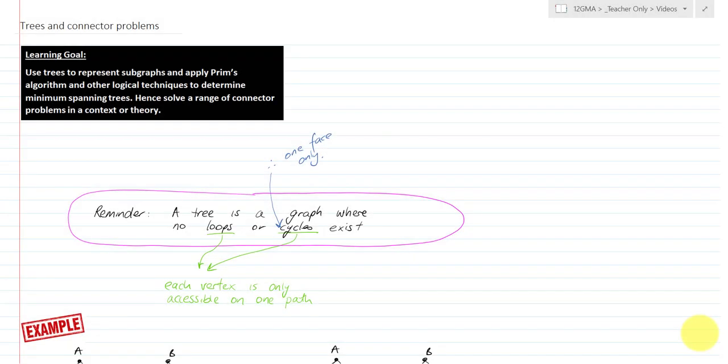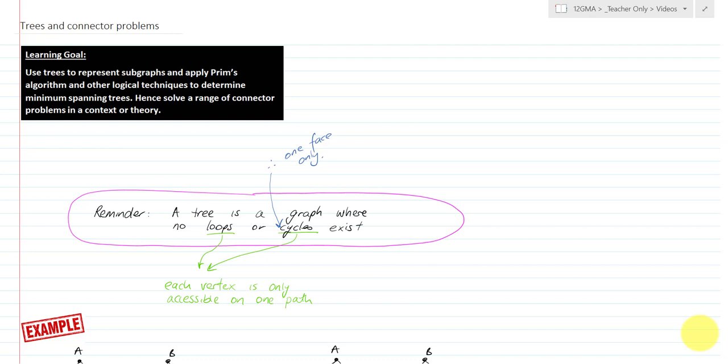Hi and welcome to my video on trees and connector problems. This is the first video of Unit 4, Topic 3, which is networks and graphs, and really it's a follow-on from Topic 2, which was just graph theory. So first of all, there's a learning goal there, and now let's talk a little bit about trees and minimum spanning trees and then some connector problems.